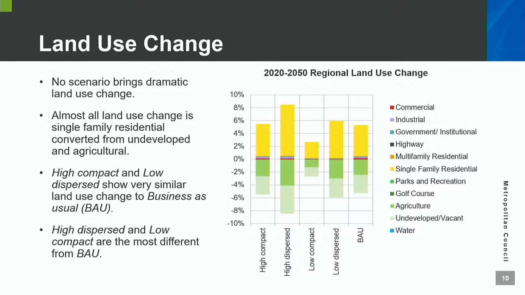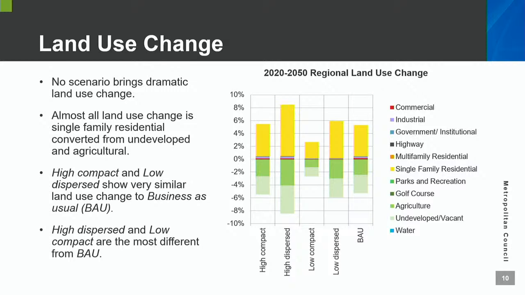So this plot shows the bar above the 0% shows land use that's going to be increasing in the next 30 years, so this is a 2020 to 2050 comparison. So that's land use that will be increasing, and what's below the 0% line is the land that's going to be consumed to make way for that new development.